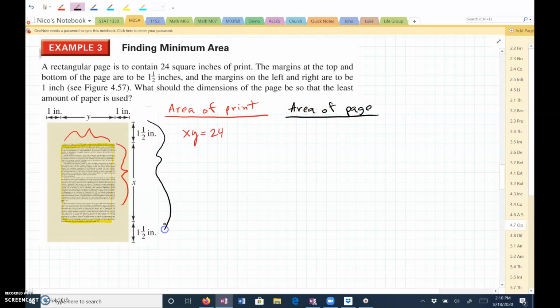So this distance here would be x plus 3. This distance here would be y plus 2. And we'll just call that A since we don't know what that is. That's what we're going to try to optimize. We're going to try to figure out what the dimensions of this page should be to give you the least amount of paper used. So we want to write this in terms of x, so we want to replace y with something in terms of x. So we'll use this equation, solve for y. We're going to get y equals 24 over x.